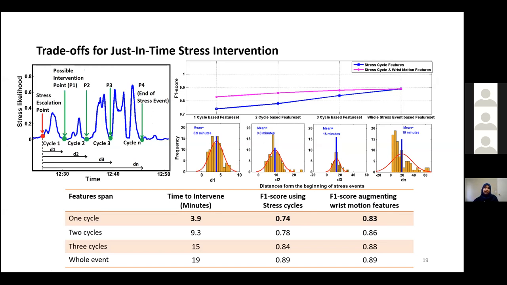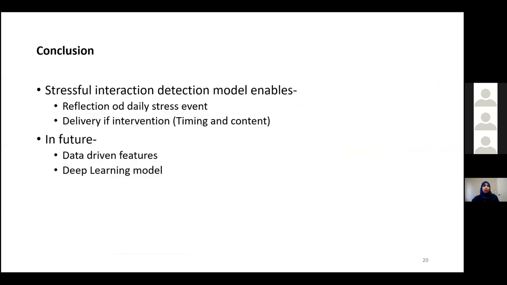If we want more accuracy, like we want to be sure that we are actually involved in a stressful moment, we can wait until the end of the session, and it takes almost 20 minutes. But we are sure. But the drawback is the whole stress event is already completed. But if we want to be intervened early, so that we can better manage our stress and our conversation, then we want to be intervened early. So that is the main point.